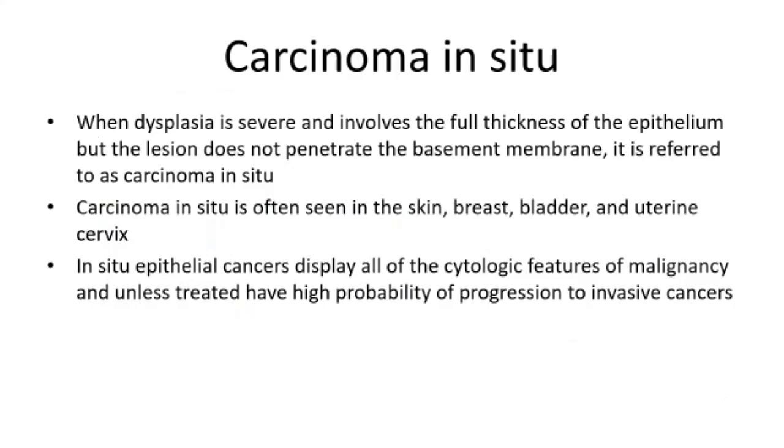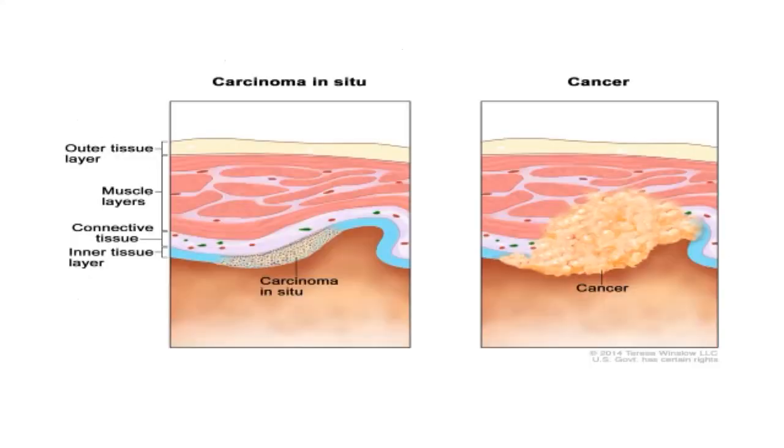Then the last form is carcinoma in situ, where dysplasia is severe and involves the full thickness of the epithelium but does not penetrate the basement membrane. It is called carcinoma in situ. This carcinoma in situ is seen in skin, breast, bladder, and uterine cervix. In situ epithelial cancers display all the cytological features of malignancy and should be treated because they have a high probability of progression into invasive cancer. So an example: it is carcinoma in situ here, and it is a cancer there.